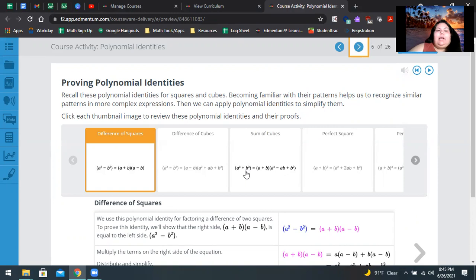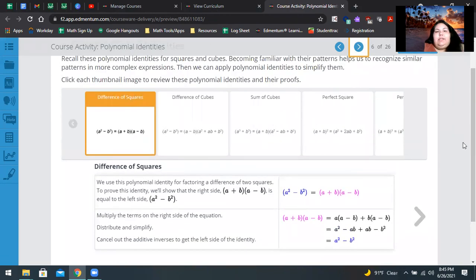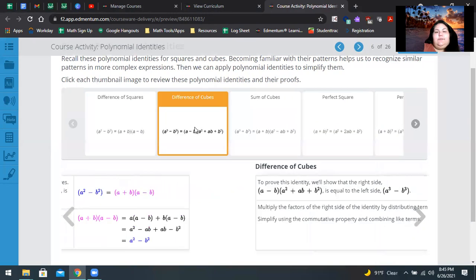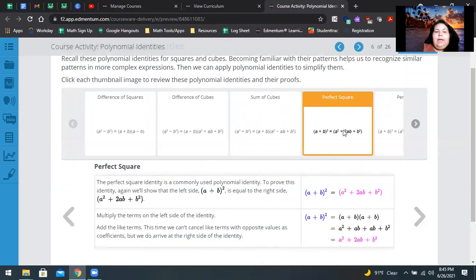So we take a look at this one on slide 6, proving polynomial identities. You should actually already have these written within your notes, especially covering the first couple tutorials that we've seen in unit 2. Difference of squares, difference of cubes, sum of cubes, perfect square. Now remember, perfect square, I like it, but I dislike it at the same time, because we can expand by multiplying, or if we have the expression we need to factor it down, we can use the giant X.